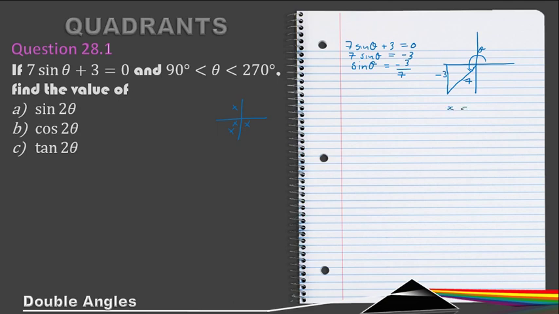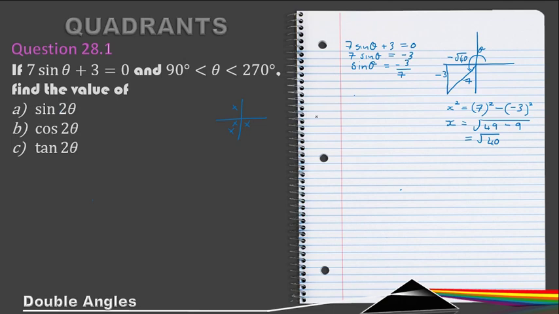So x squared is equal to the long side, the hypotenuse, 7 squared, minus the other short side squared. So x squared is equal to 49 minus 9, so x is the square root of 40. Although since this is in the negative quadrant, this is negative square root of 40.